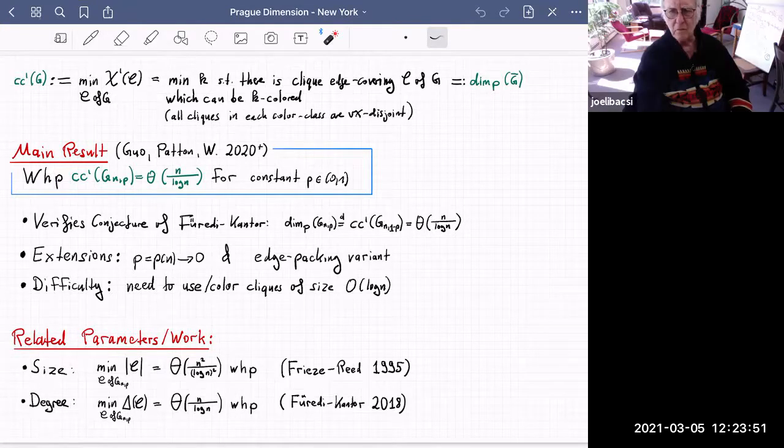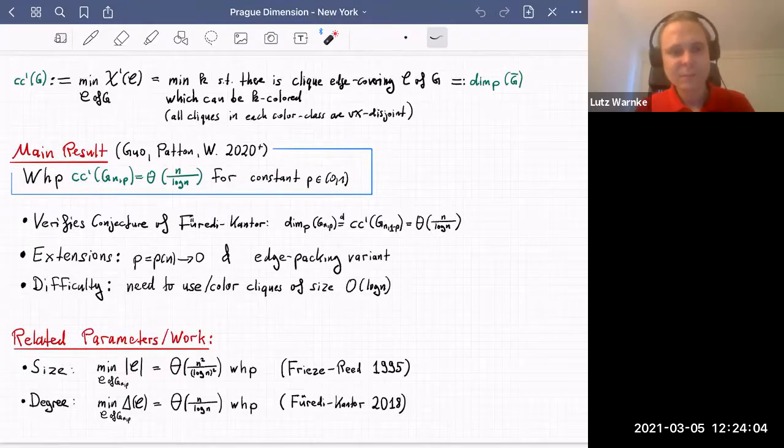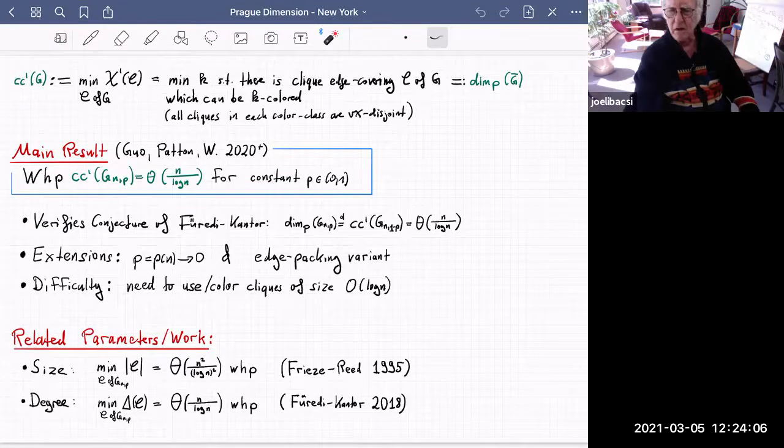Yeah, Lutz, Joel here. If I can ask a question about the constants, let me take p equals a half. We know the clique number is 2 log n, base 2, but cliques of size bigger than 1 log n are particularly hard to deal with. What size cliques do you actually use in your algorithm?